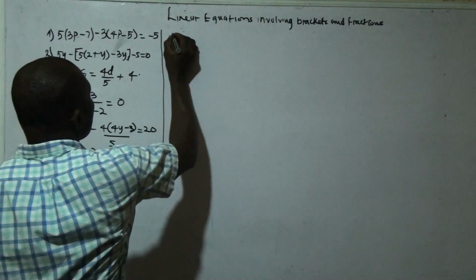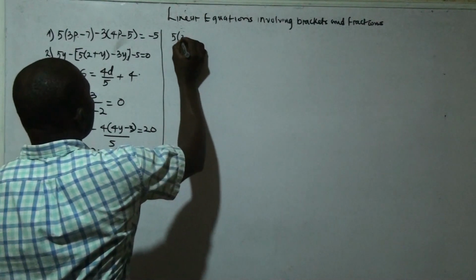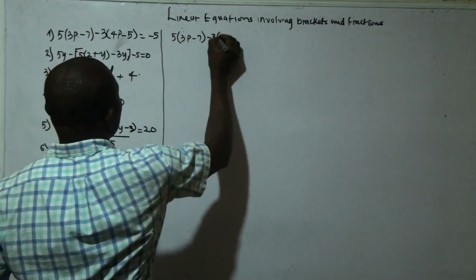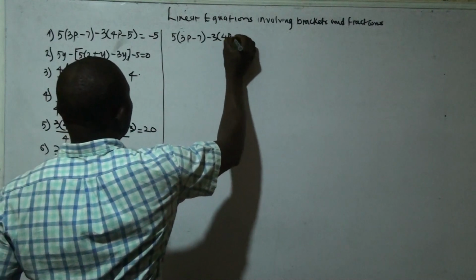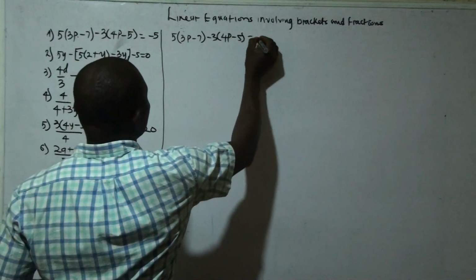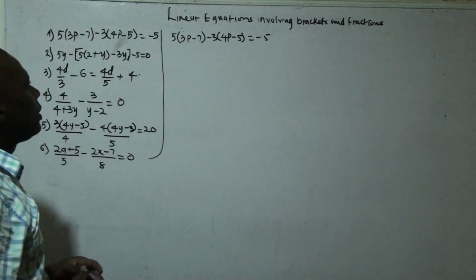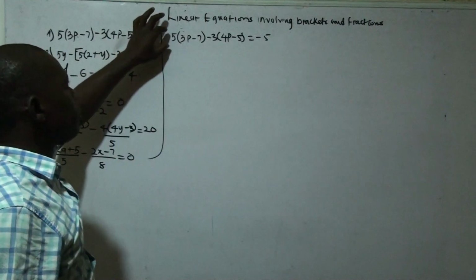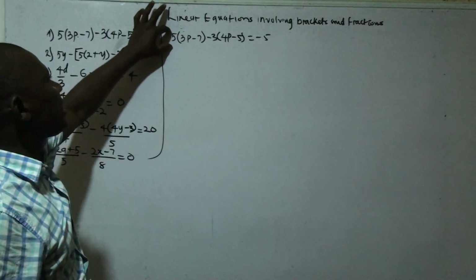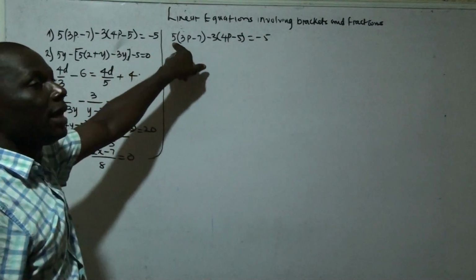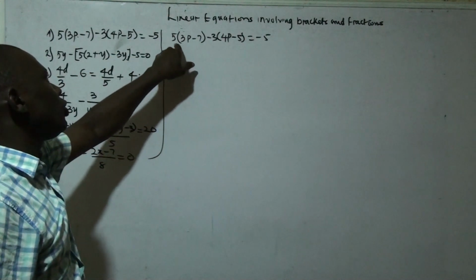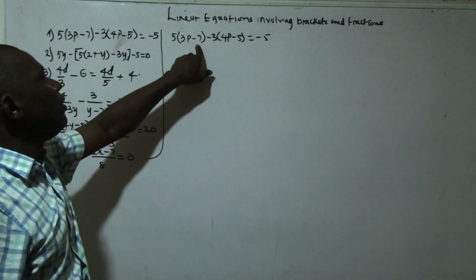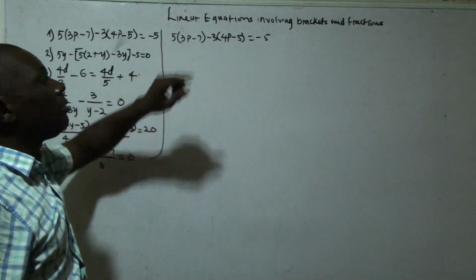5 open bracket 3p minus 7 close bracket minus 3 open bracket 4p minus 5 close bracket is equal to minus 5. Here, how do we handle brackets? Brackets simply mean multiplication. So when brackets are involved, we look at the constant outside to multiply, and distribute it within the brackets involved. Okay, so bracket means multiplication.